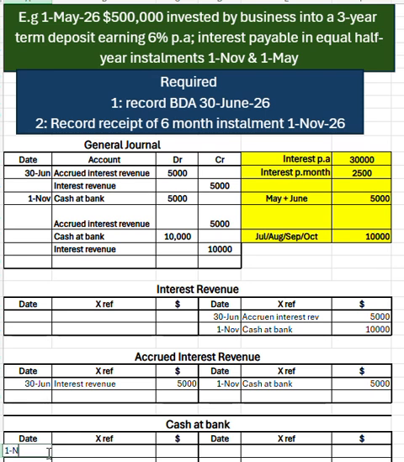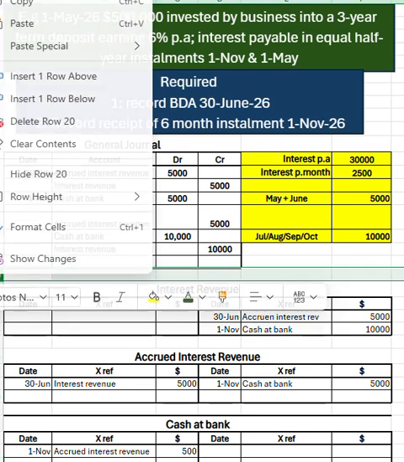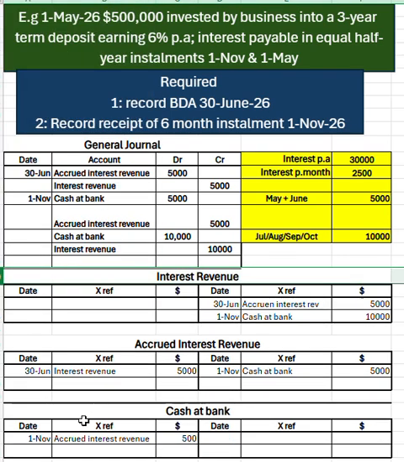1st of November, I'm going to double up here. So we've got the accrued interest revenue for 5K. And let's just create a bit of space here. And we've also got the interest revenue for 10K. That should be 5,000.